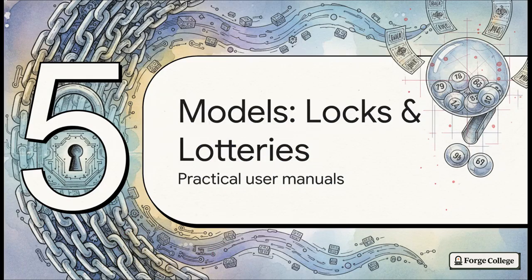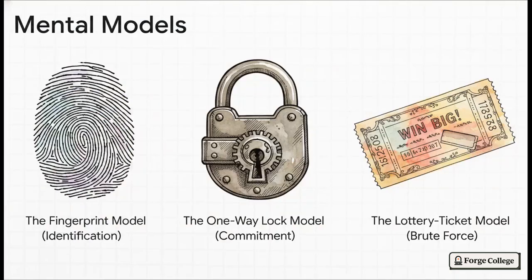Section 5. Fingerprints, locks, and lotteries, the user manuals. Now, I know pre-image resistance sounds a bit like textbook jargon, right? So to make these specs super intuitive for your real-world designs, let's look at 3 highly practical mental models. These 3 models, the fingerprint, the one-way lock, and the lottery ticket, act as your quick reference manual. They'll help you instantly evaluate which mathematical trait you actually need for the operation you're trying to secure. Let's break them down real quick.